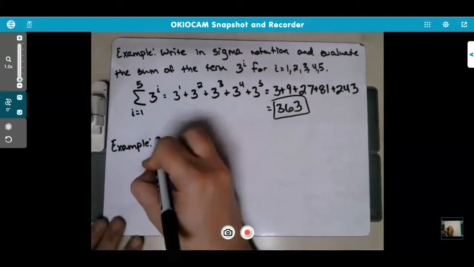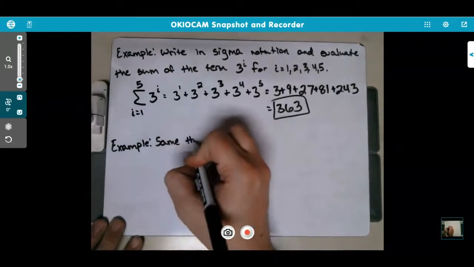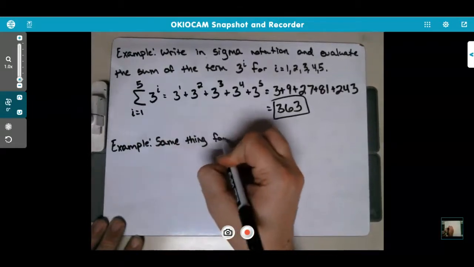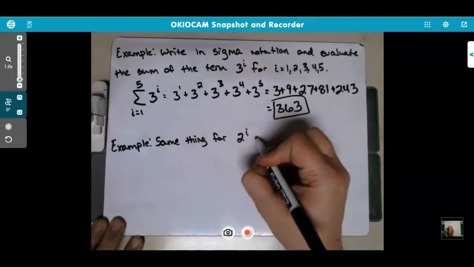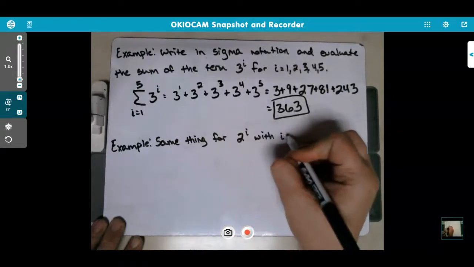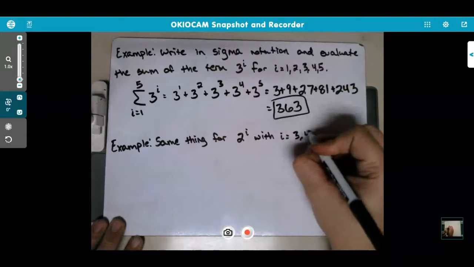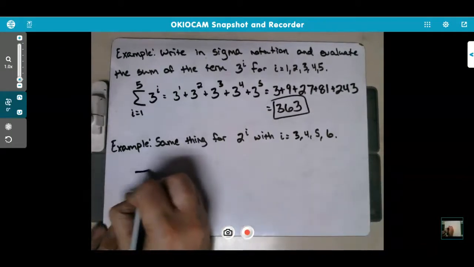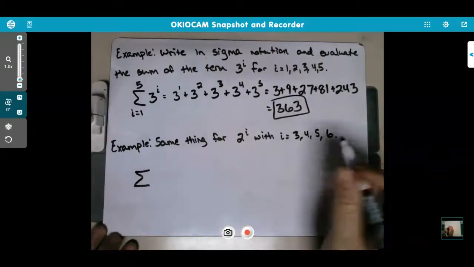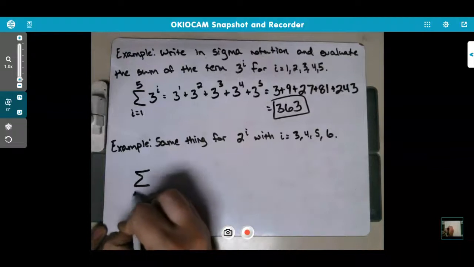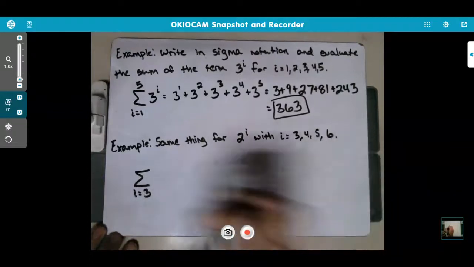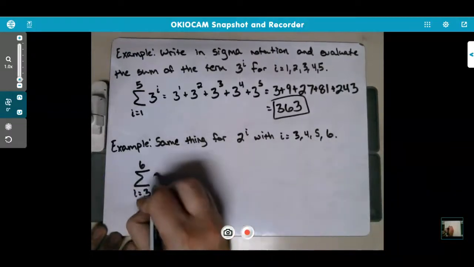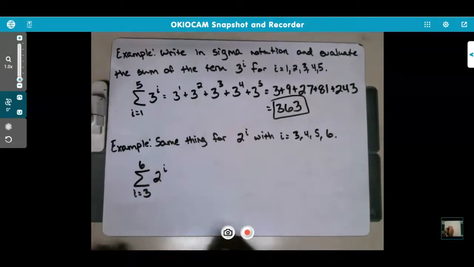We're going to do the same thing. I'm not going to rewrite all of that. Same thing for the terms of 2 to the i with i equals 3, 4, 5, and 6. So the same thing here. I'm adding up a bunch of terms, so I know it's going to be the sum. I'm starting at i equals 3, and I'm going to end at i equals 6. And my terms are going to be 2 to the power of i.